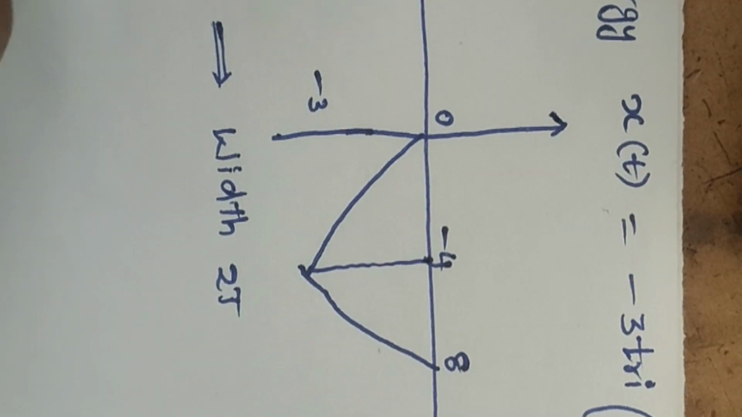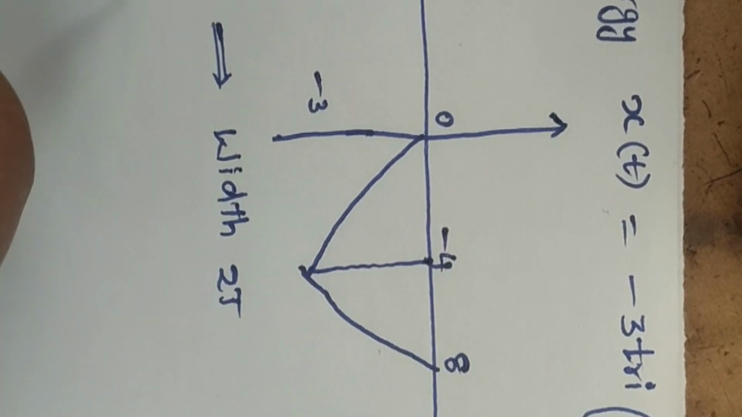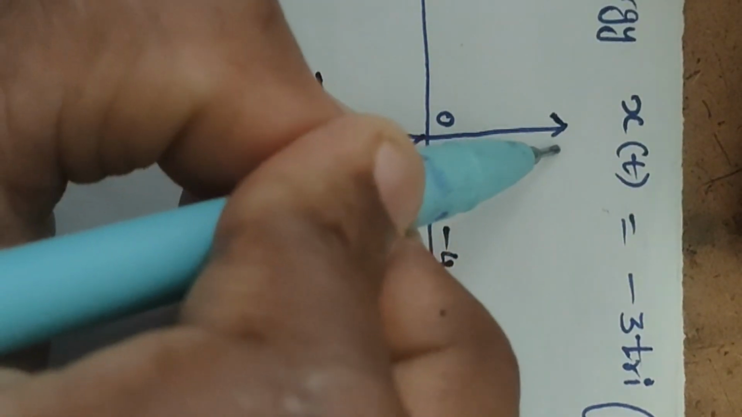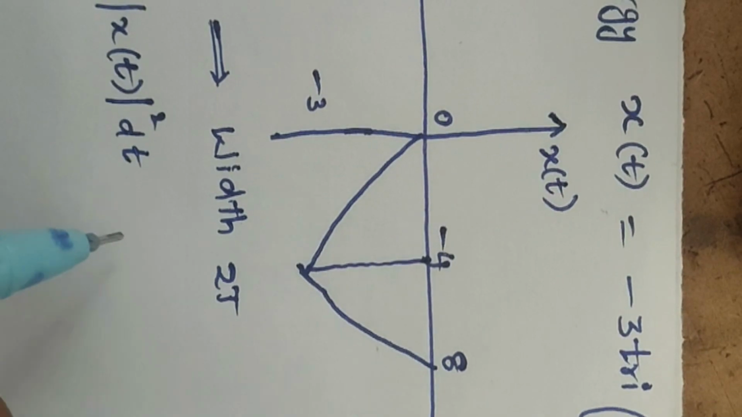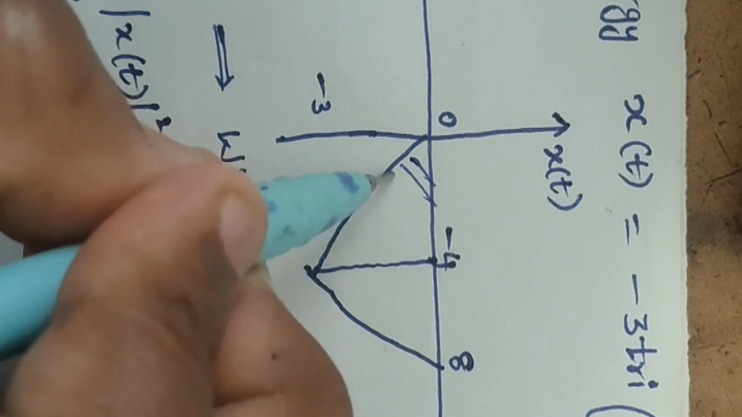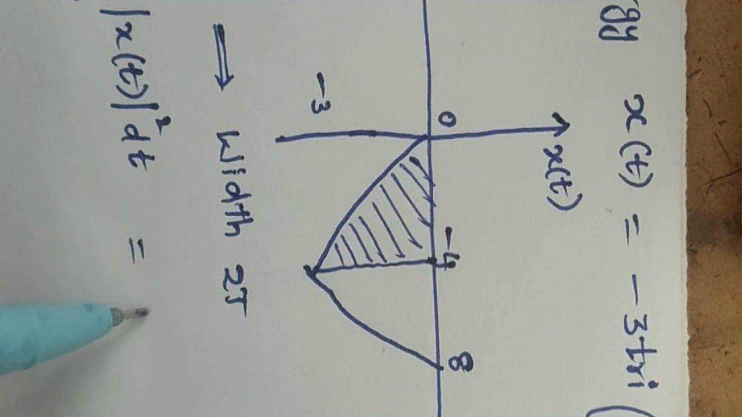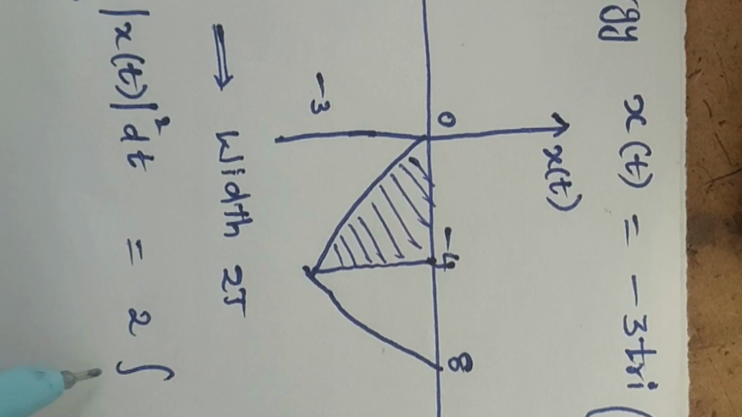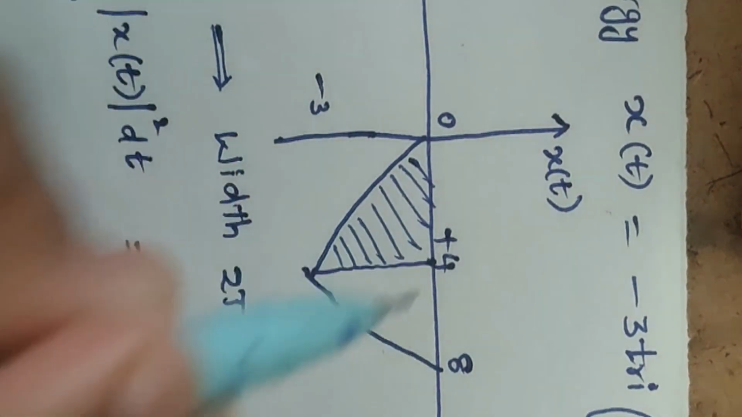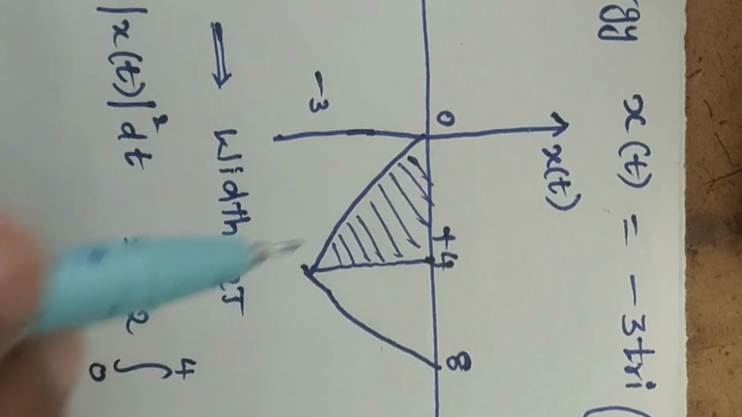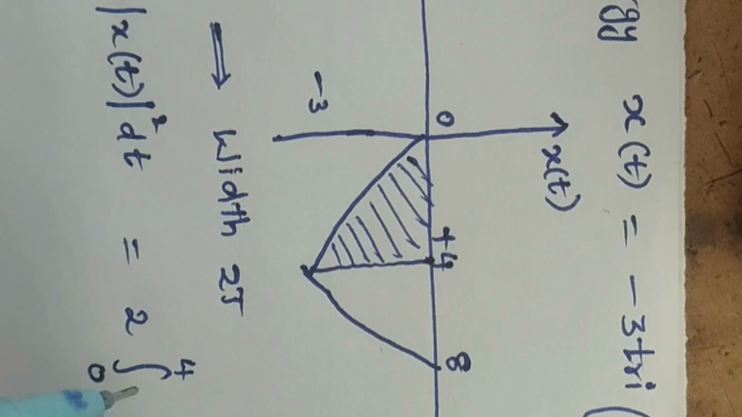Now he is asking to find the energy. Energy equation we can write as integration from minus infinity to infinity of x of t whole square into dt. This is x of t. Here observe carefully, energy we can write as 2 times integration from 0 to 4 of x of t whole square.